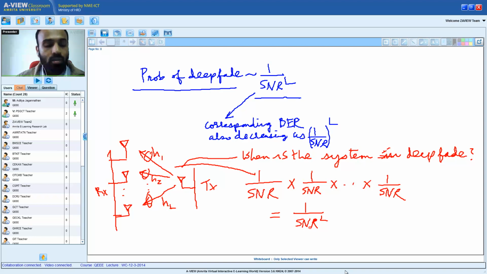Any other question? So the choice of L is a complicated choice. It depends on the cost. It depends on the system complexity. It also depends on the distance.